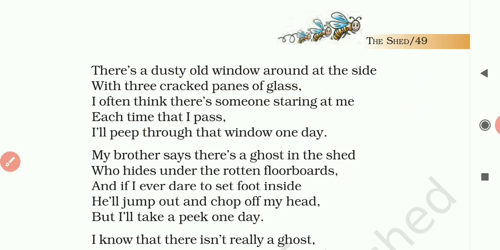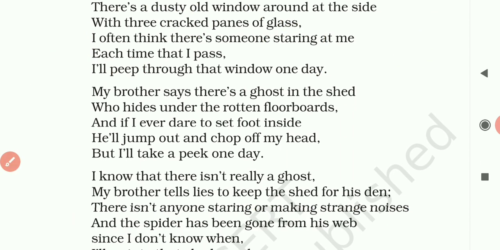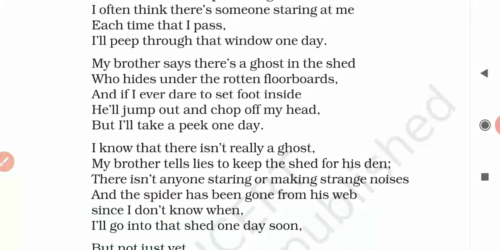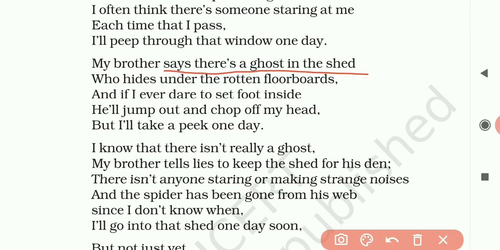So now let us come to the third stanza. What does the third stanza say? The third stanza says that my brother says there's a ghost in the shade. Now here comes one more character. Two characters are there here. Brother, बड़े भैया बड़े दीदी, इनका काम क्या होता है? वो डराते हैं. छोटों को क्या कराते हैं? डराने की कोशिश करते हैं.